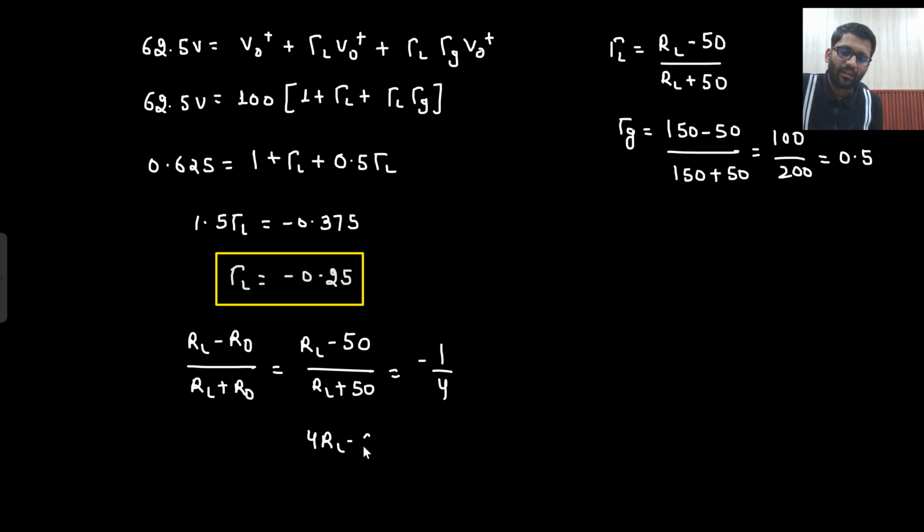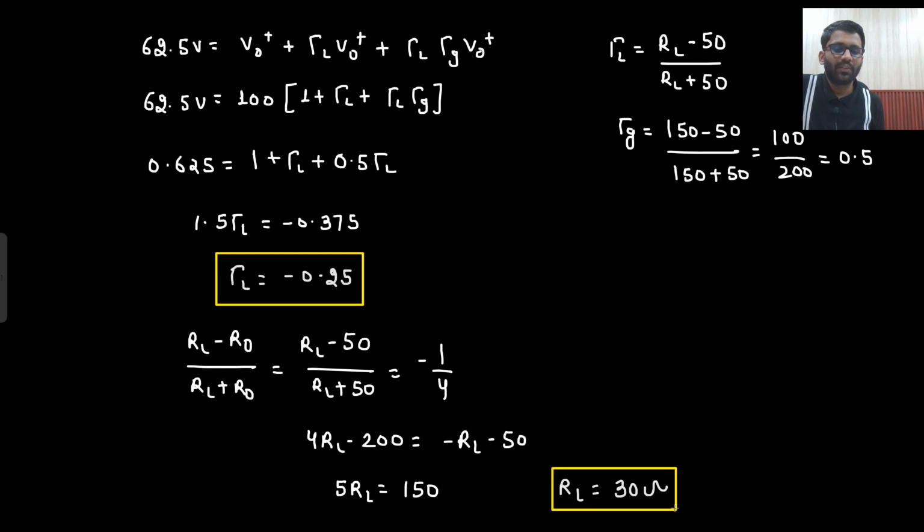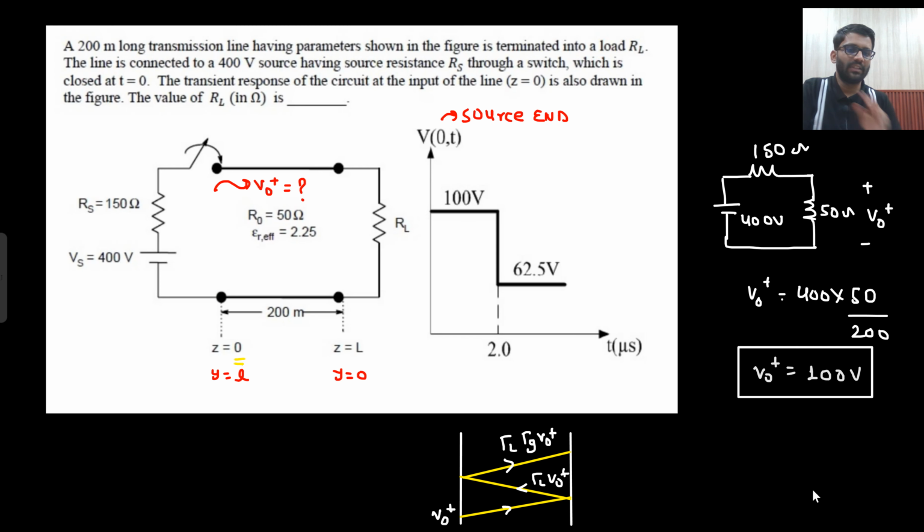So 4 RL minus 200 is equal to minus RL minus 50. So what are we getting? 5 RL is equal to 150. So RL equals 30 ohm we are getting. So that's the answer. Very simple question. Just write down whatever you know and you will get the answer. Simple calculation is there, so these kinds of questions we should not get wrong in the examination.